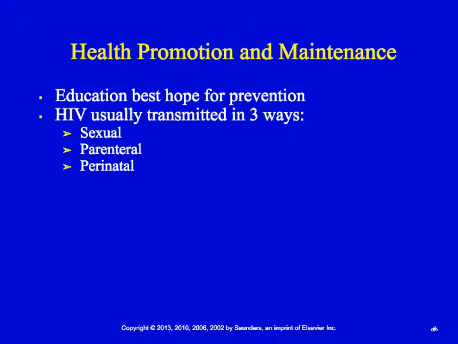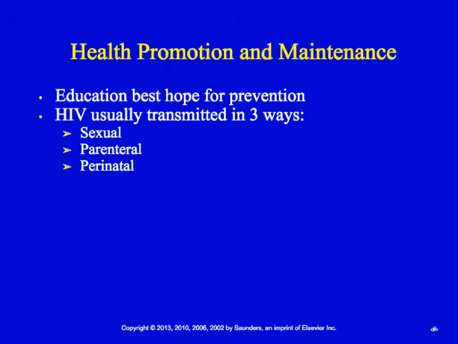So education for HIV is the best way to prevent it, and it's a big part of a nurse's role in teaching adults how it's transmitted and how to prevent it. Basically there are three ways that it can be transferred, and that's sexual, parenteral, and perinatal. Parenteral is talking about through the bloodstream.